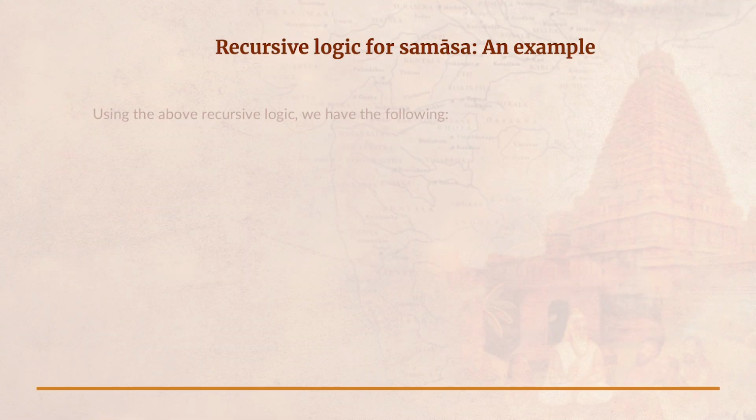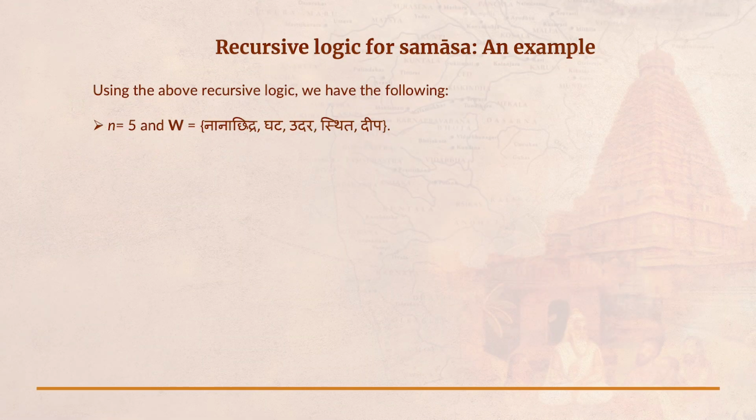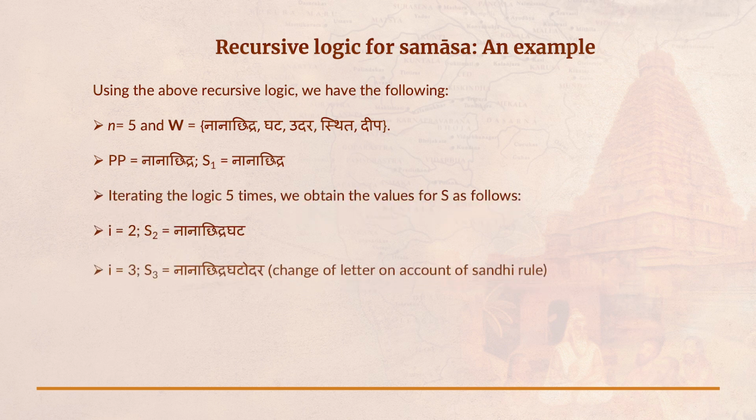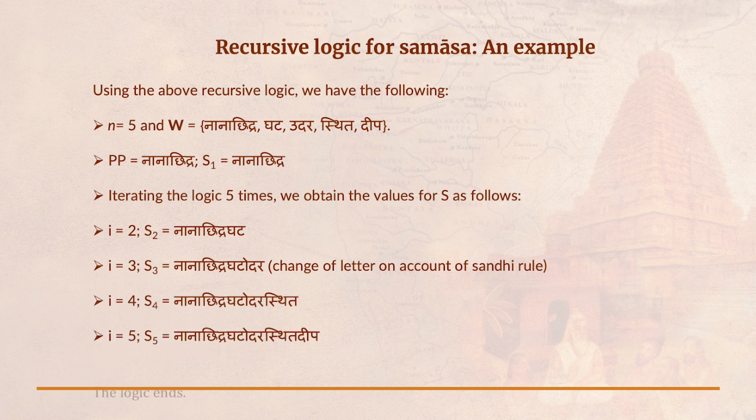We use the simple recursive logic. N equal to 5. W is the words that you have. So the Purvapada is Nana Chidra, which becomes the first compound word, and then you do it 4 times, for I equal to 2, 3, 4, 5. Then you get the final noun root, which is Nana Chidra Gata Udara Sthita Deepa. Now with this noun root you can attach the suffixes to get the first case, second case, third case, whatever it is. That's how this recursive logic works.